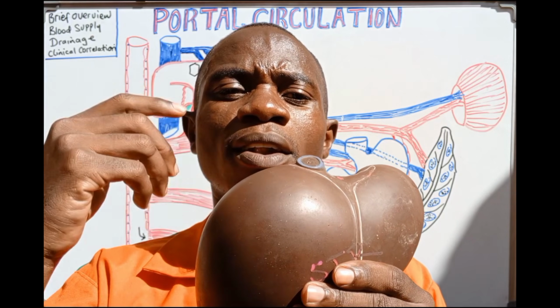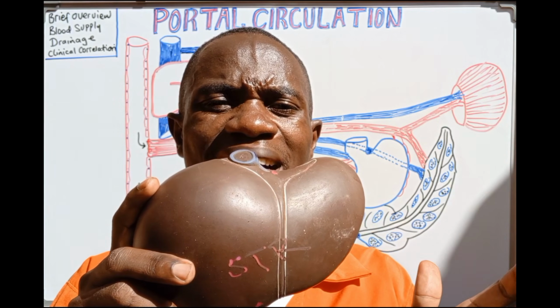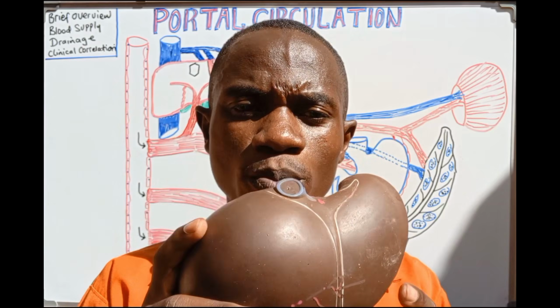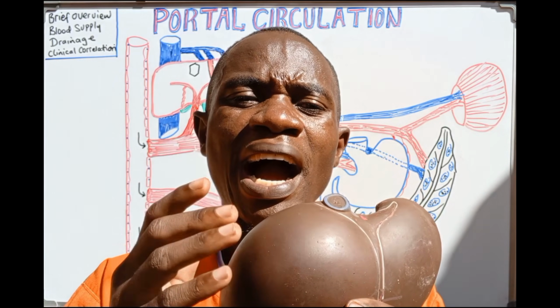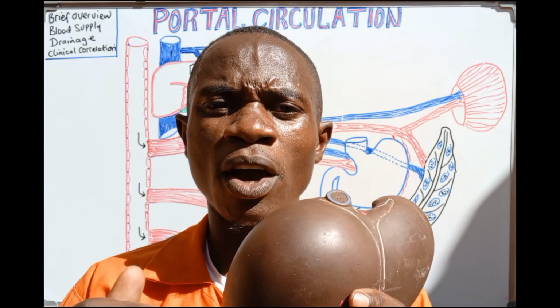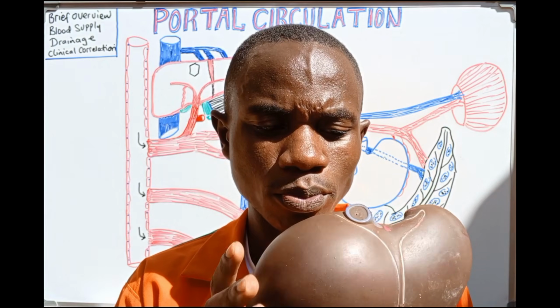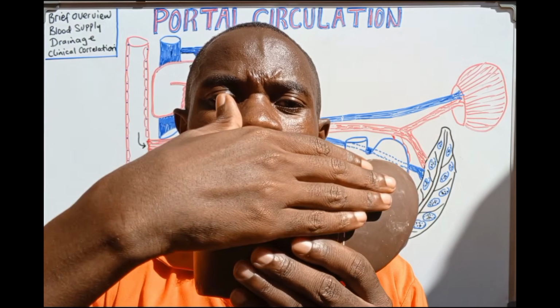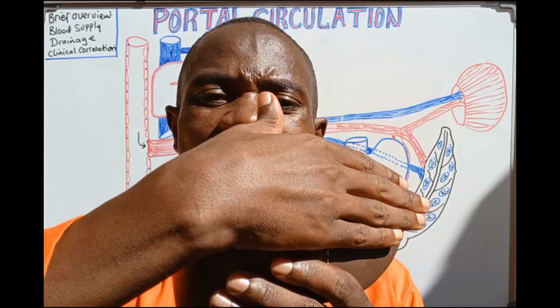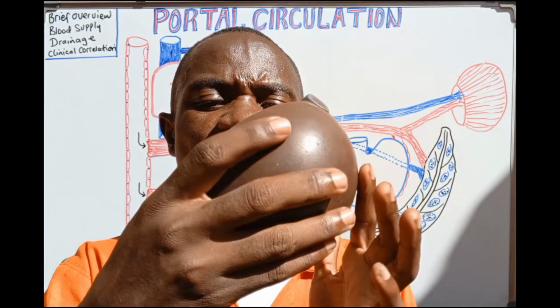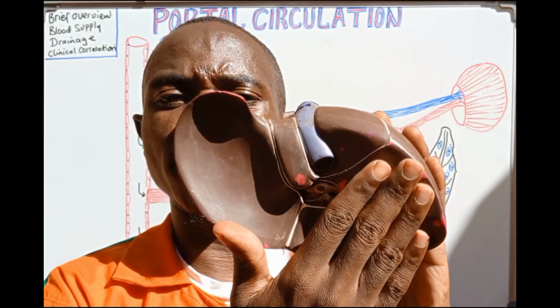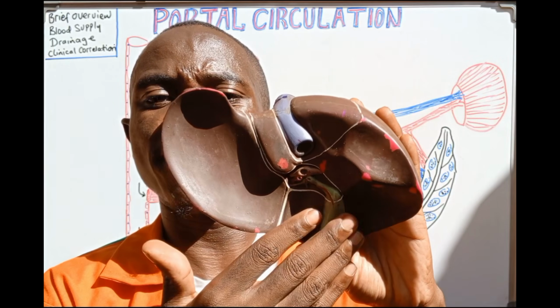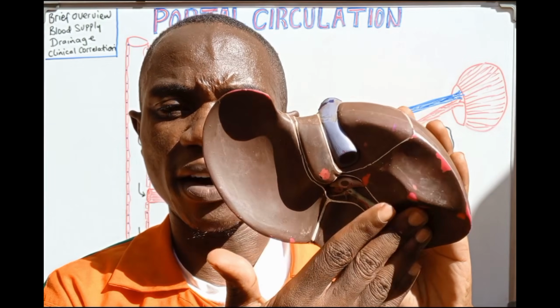When we talk of the lobes of the liver, the liver is divided into 4 lobes. So we need to first understand how we are going to name those lobes and where we find them. This one here is the anterior view of the liver, and this side here is the posterior view, which we call the visceral view of the liver.